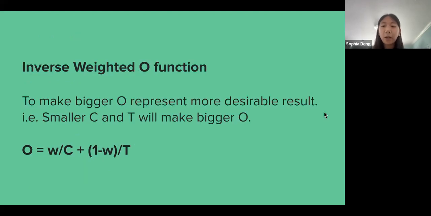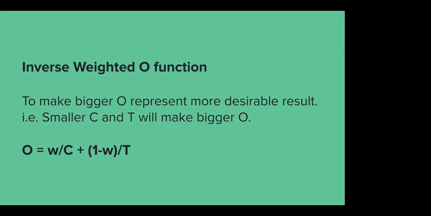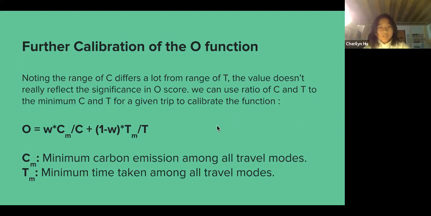Then we realized that a bigger O representing the more desirable result would be more intuitive. So we came up with this inverse weighted O function where a smaller C and T will make a bigger O. So then we realized that just directly adding carbon and time doesn't really make sense because they have very different ranges and their units of measure are completely different. And so to fix this, we decided to multiply the carbon term by the minimum carbon emissions and the time term by the minimum time taken among all the travel modes, so that we're instead adding the ratios of carbon and time instead of adding them directly.